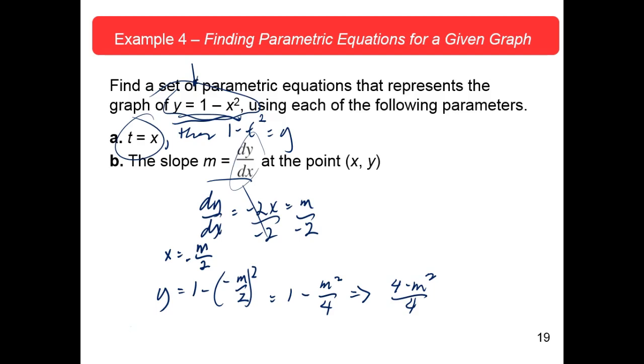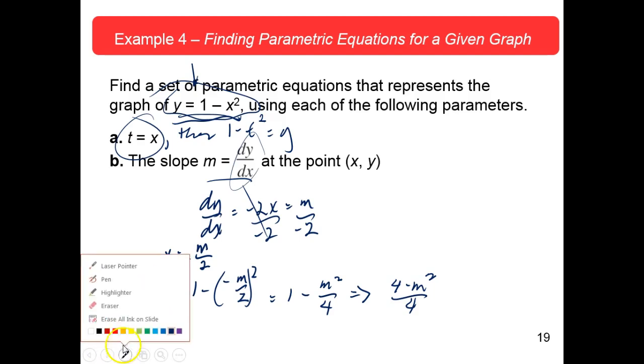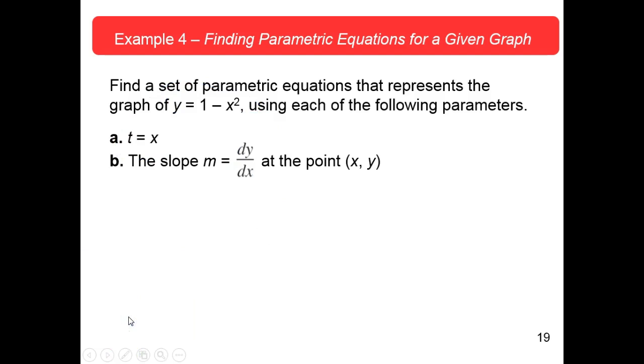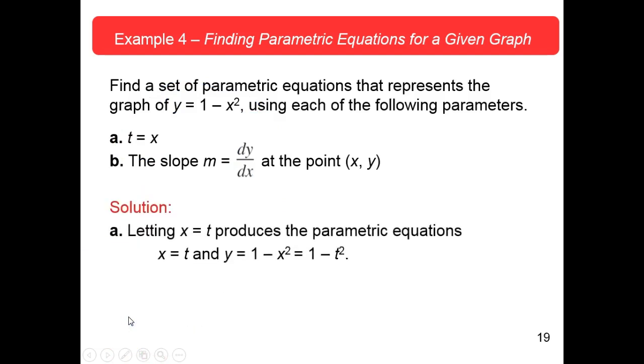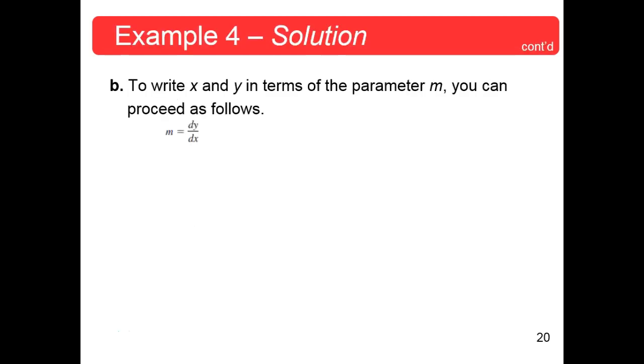All right, so let's move on to, let's see how they do it. Okay, since you were making fun of my writing, let's see if you can understand theirs better. Letting x equal t, that's the simplest parameterization, that produces for the second one, y is equal to 1 minus x squared. If x is equal to t, that's 1 minus t squared. There's your parameterization, x equal t, y is equal to 1 minus t squared in the parameter t.